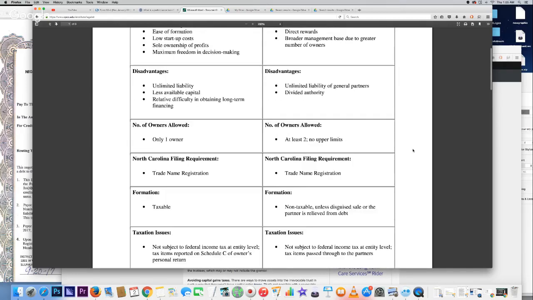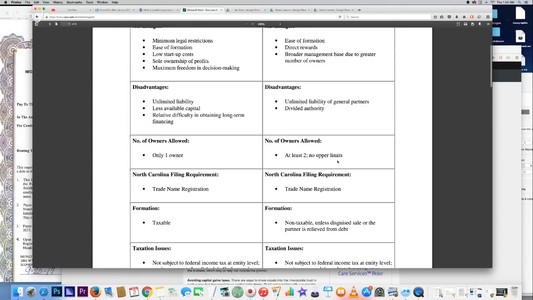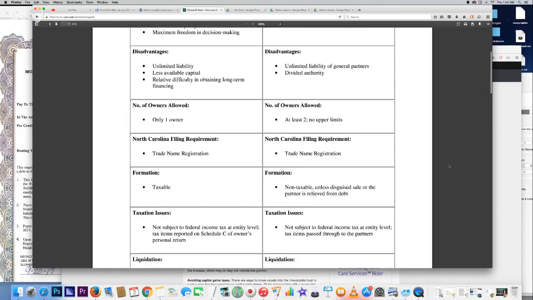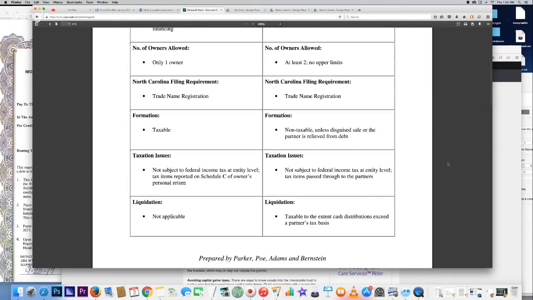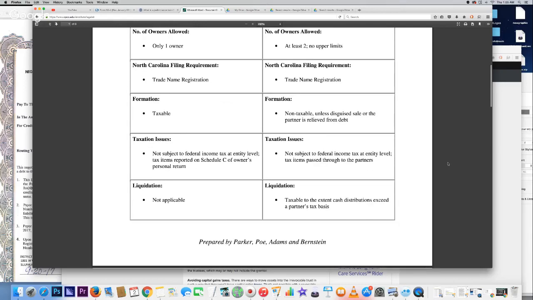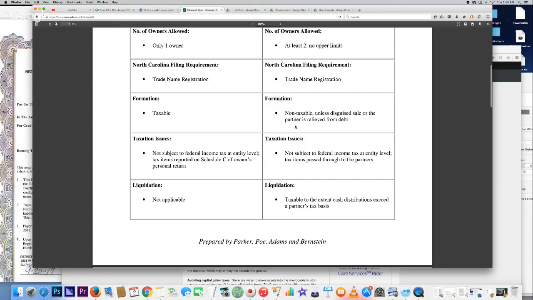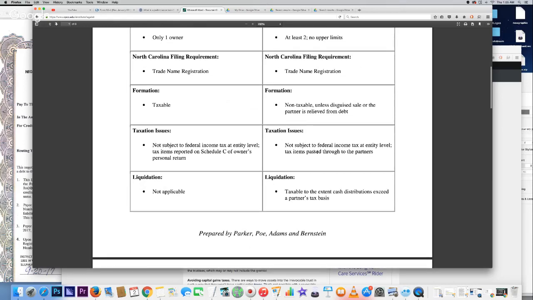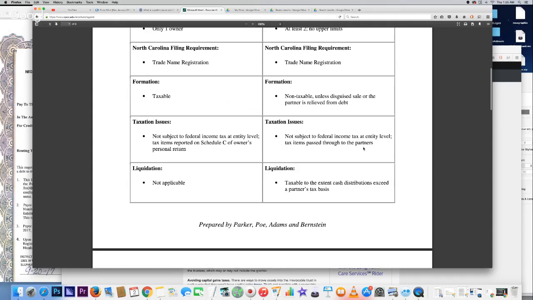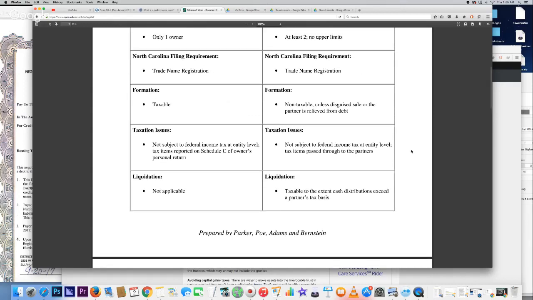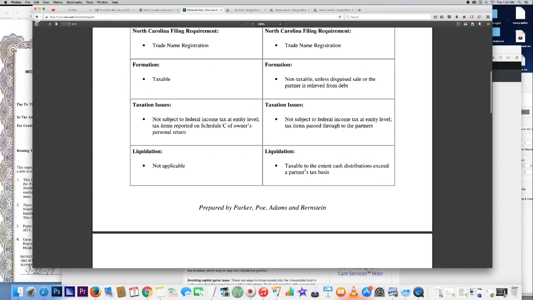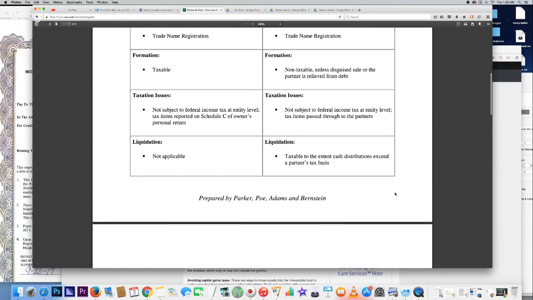All right, let's go back. Number of owners allowed, at least two. That's why I said when you establish a corporation, it's going to be at least two. Not taxable unless the sale or the partner is relieved from debt. Tax issues, not subject to federal income tax at entity level. Tax items passed through to the partners. Okay, tax items passed through to the partners. Liquidation, taxable to the extent cash distributions exceed a partner's tax basis.